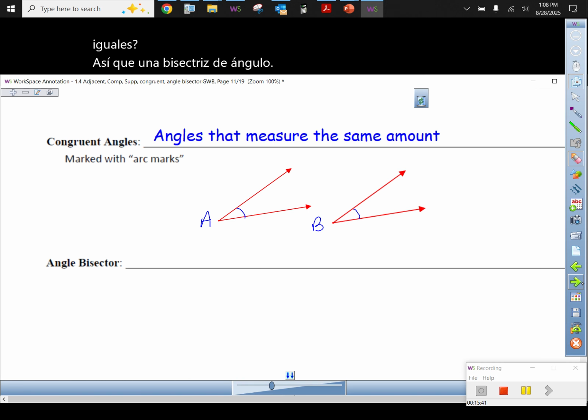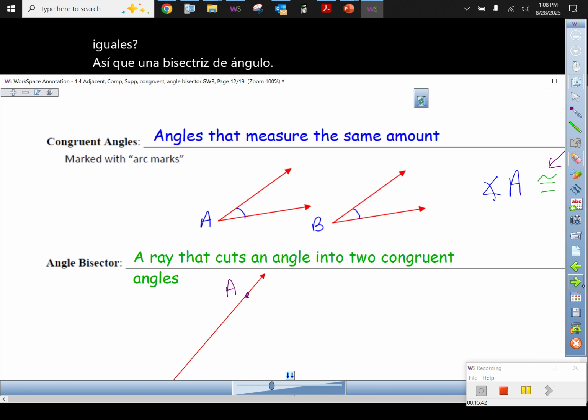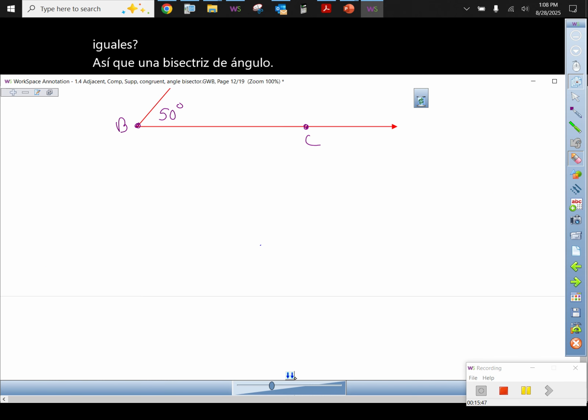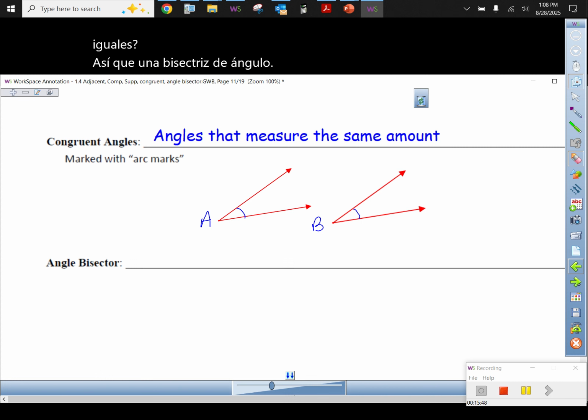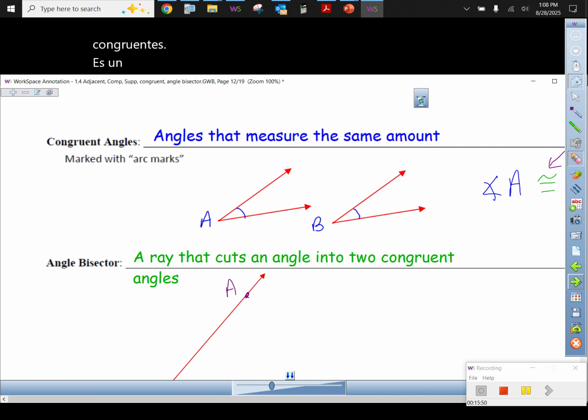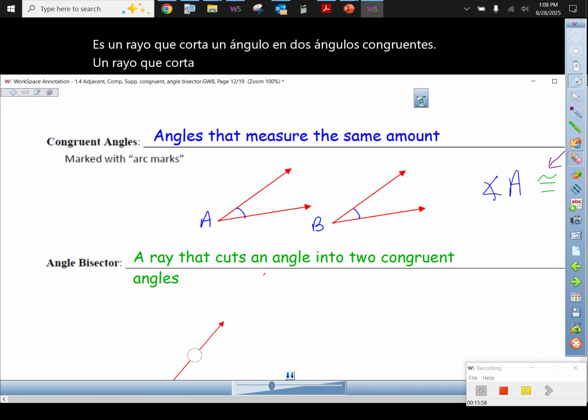An angle bisector is a ray that cuts an angle into two congruent angles. It is a ray that cuts an angle into two congruent angles.